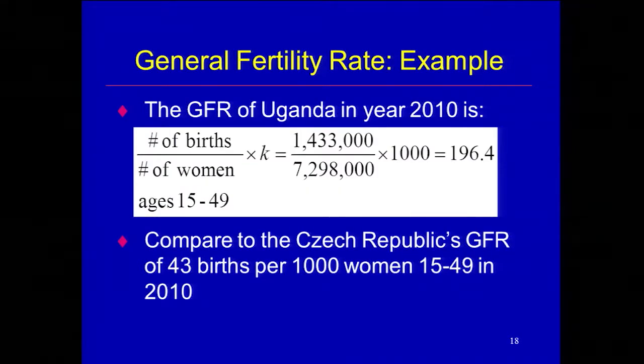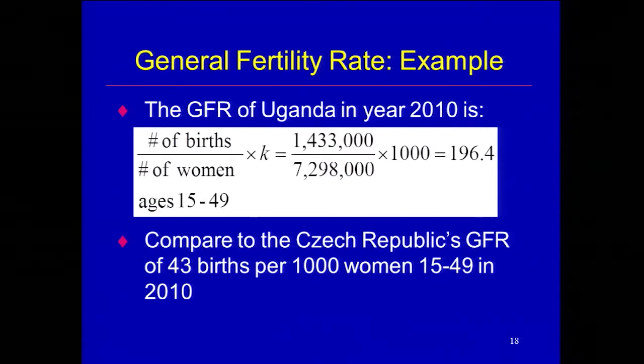Here's an example of the calculation of the general fertility rate for Uganda in 2010. This shows that there were 1.4 million births in Uganda, and there were 7.3 million women of childbearing age, so the general fertility rate was 196.4, or almost 200. Another way of looking at that is that roughly 20% of women gave birth in that year. You can compare it to any other general fertility rate. Here for the Czech Republic, you can see that their rate is 43 births per 1,000 women, roughly 1/5 of the Uganda rate.